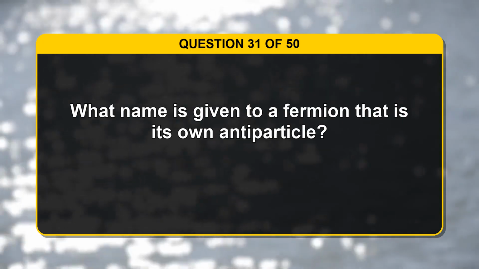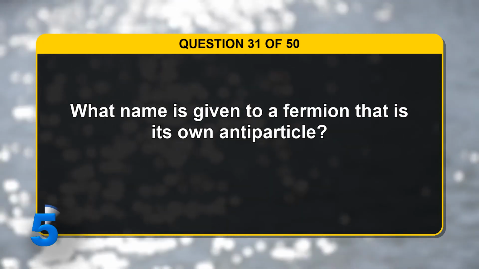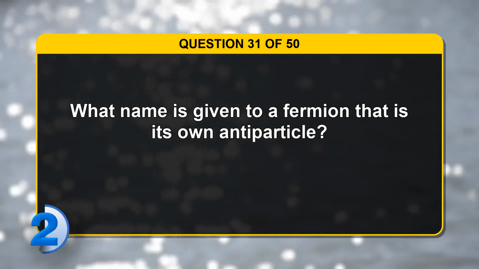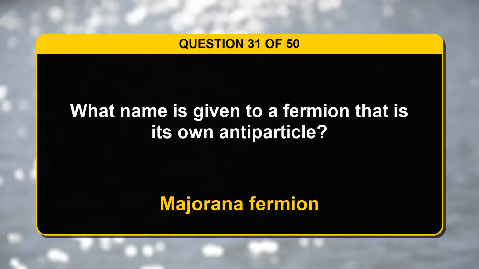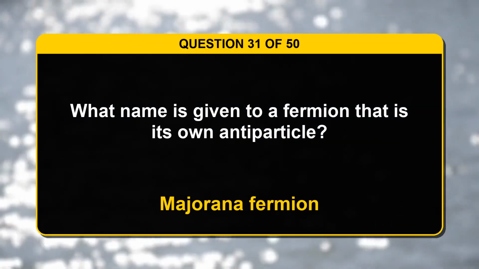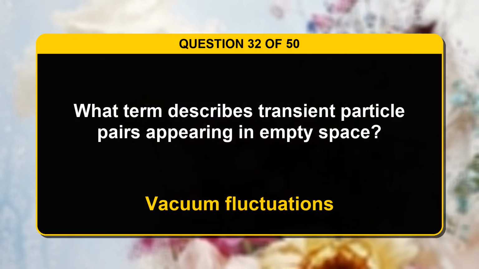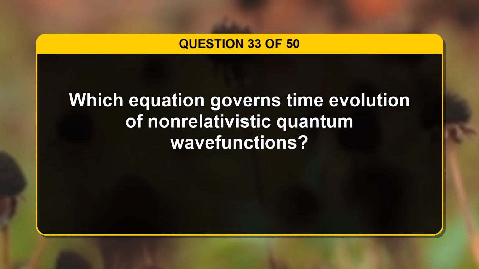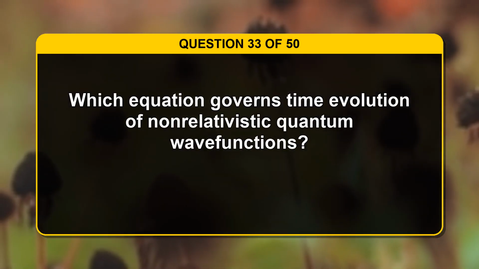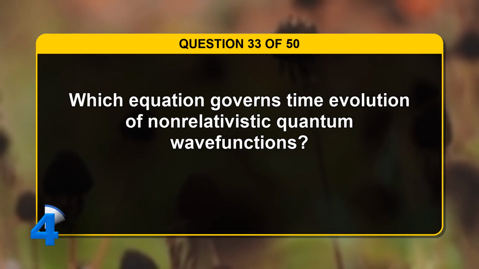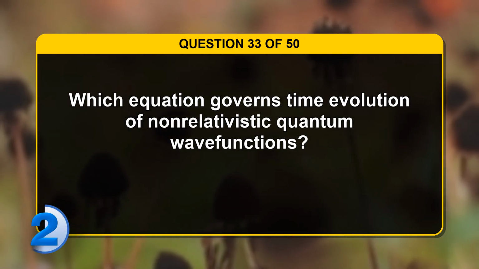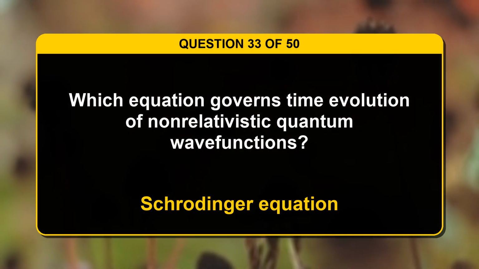What name is given to a fermion that is its own antiparticle? Majorana fermion. What term describes transient particle pairs appearing in empty space? Vacuum fluctuations. Which equation governs time evolution of non-relativistic quantum wave functions? Answer: Schrödinger equation.